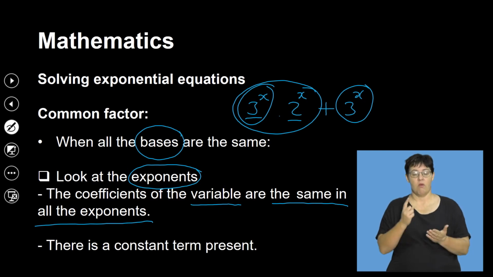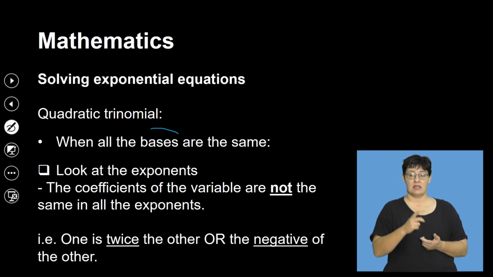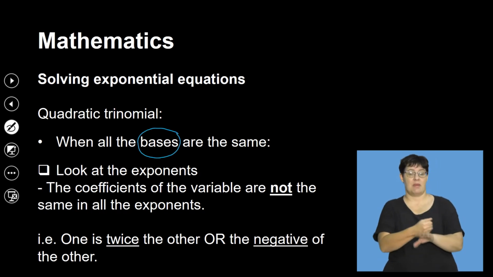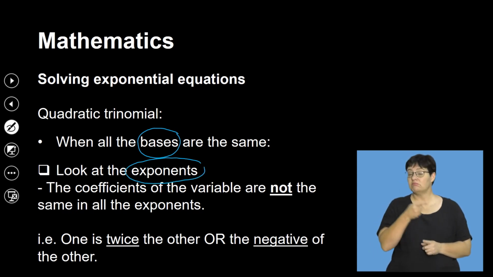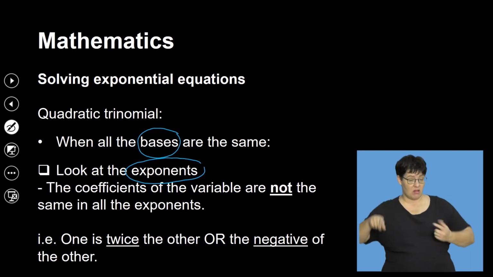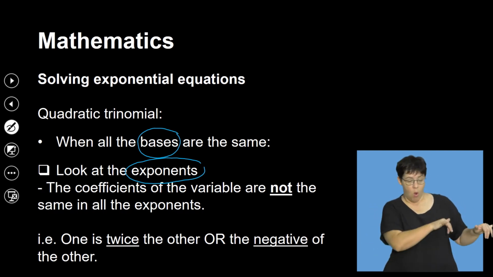There will always be what we call a constant term that is present, meaning after taking out a common factor, there should definitely be a constant term. Now, when it's a quadratic trinomial, again, the bases must be the same. From there, you look at your exponents, right? What will happen with the exponents is the coefficient of the variable are not the same in all the exponents.